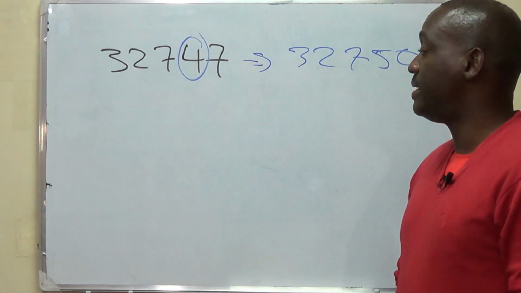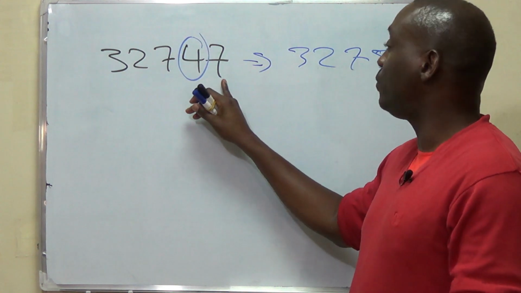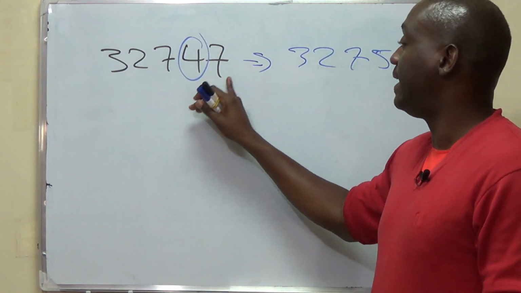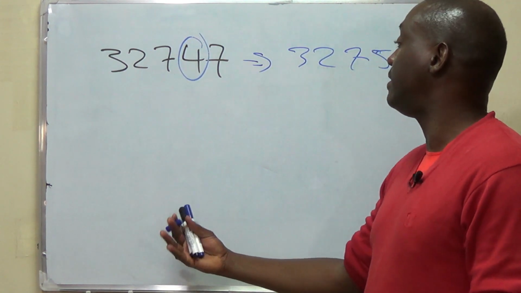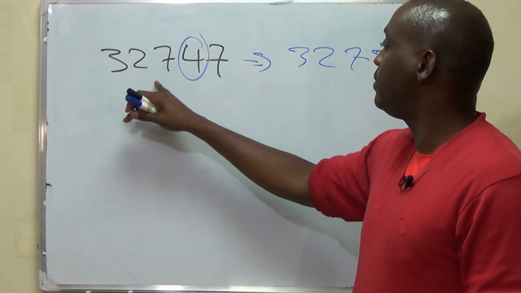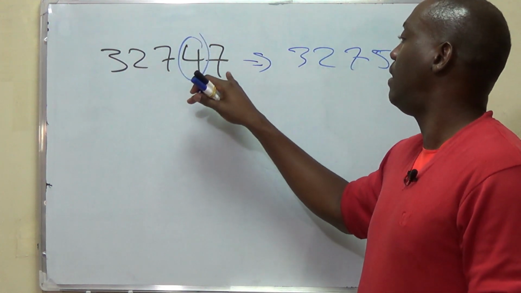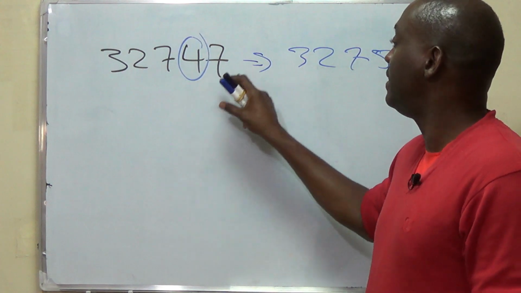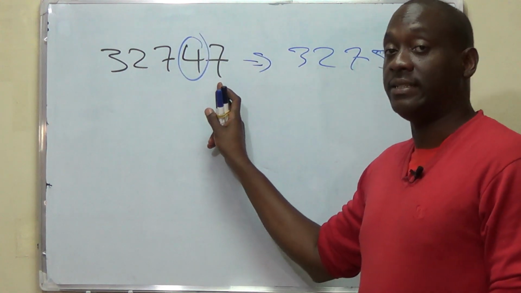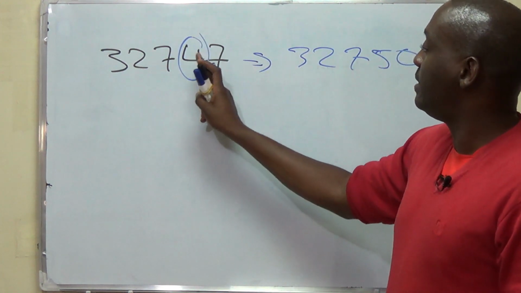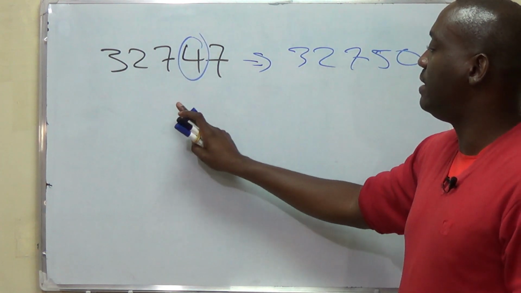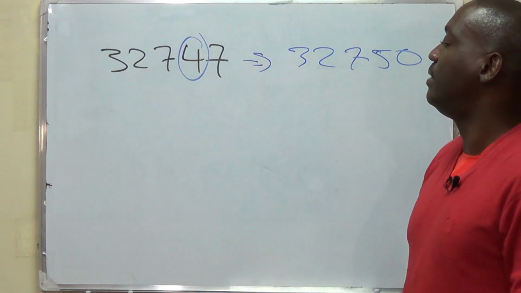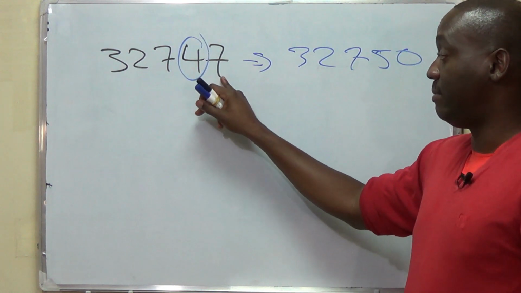Just for the sake of explanation, if this were a 2 instead of a 7, and they had asked for the same 4 significant figures, then the answer would have been 32740, and they keep the 0 here. So in other words, this will end up being a 0 regardless, but whether this 4 remains a 4 or is converted into a 5 will depend on the value of this number here.